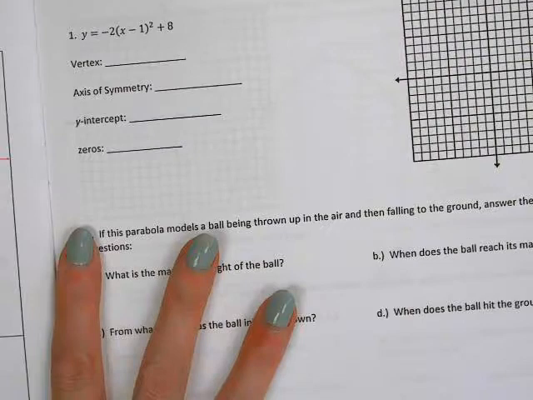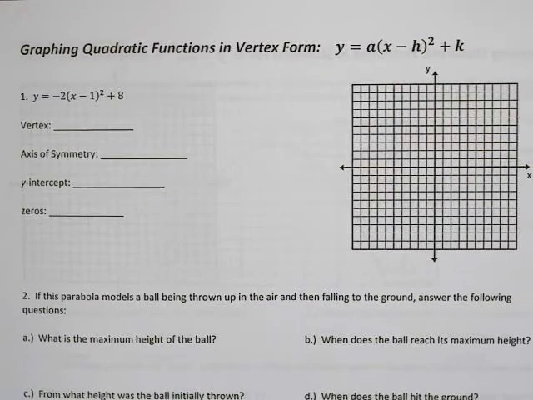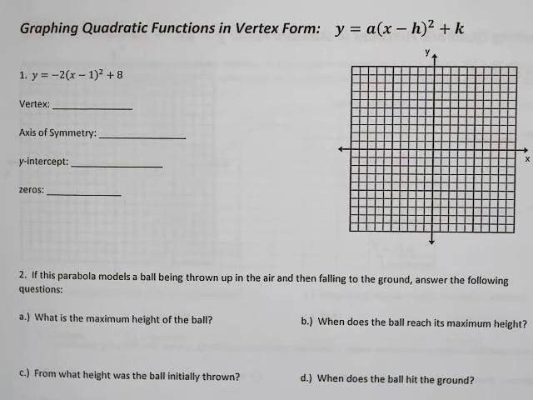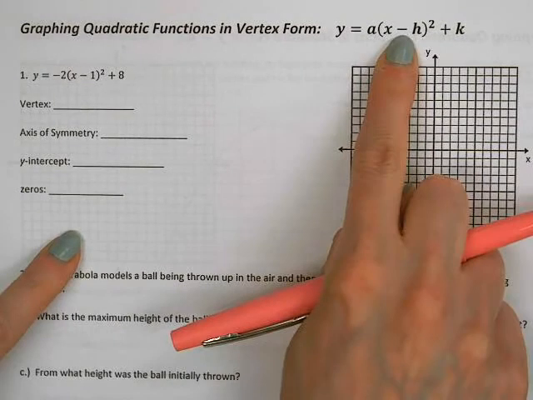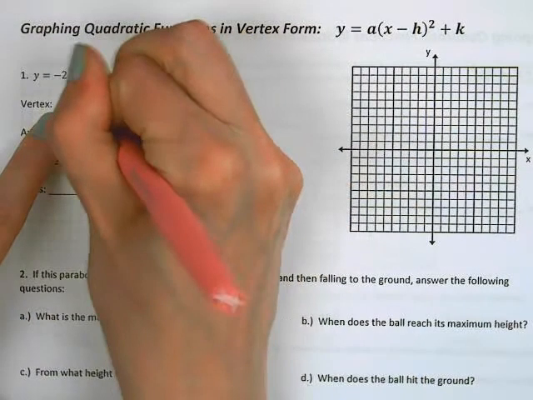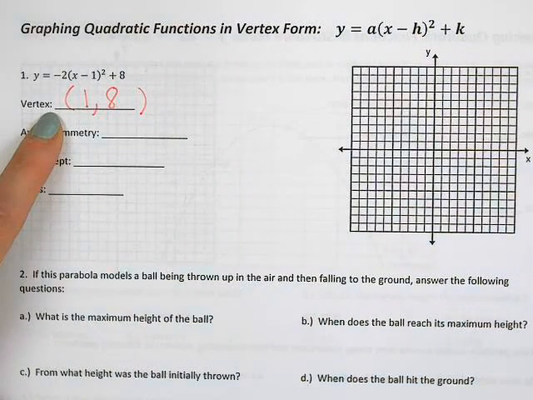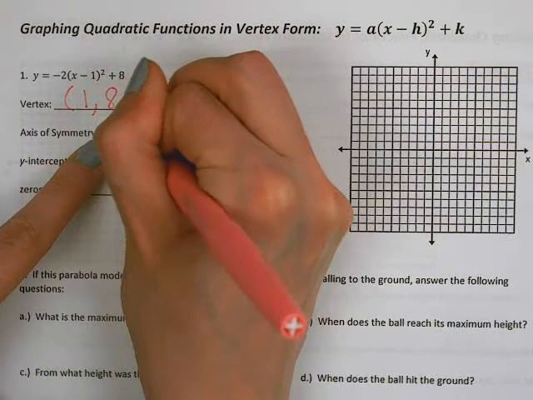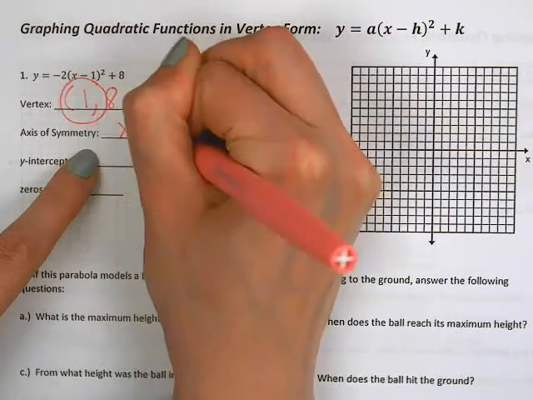Now, we did one of each, vertex form and standard form. Okay, so here's an example in vertex form. So the vertex is opposite h comma k. So in this example, it's positive 1, positive 8. Line of symmetry is x equals, it's always the first number of the vertex.